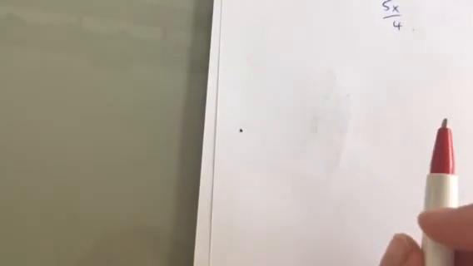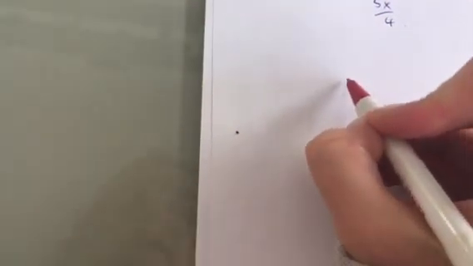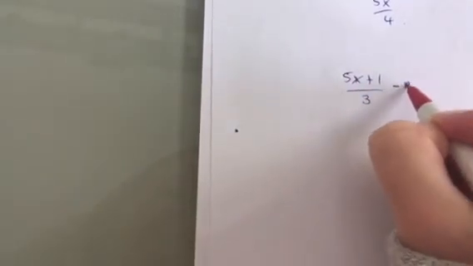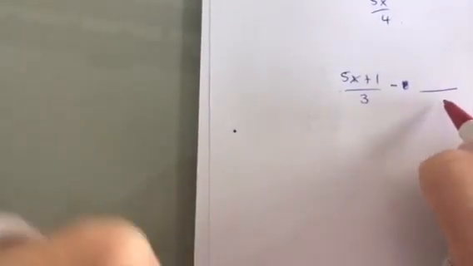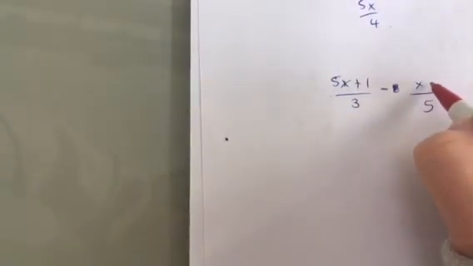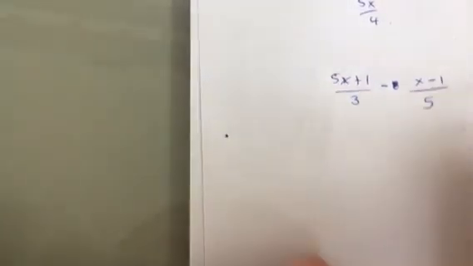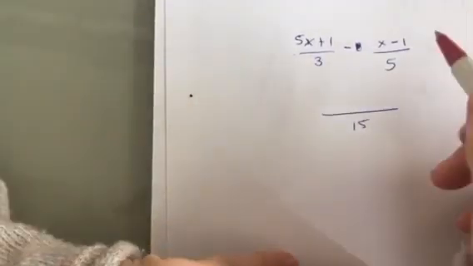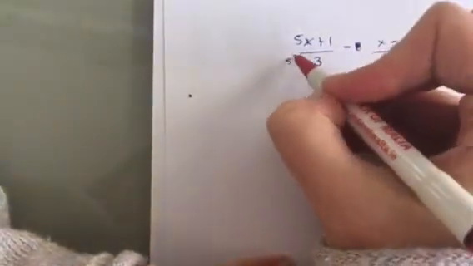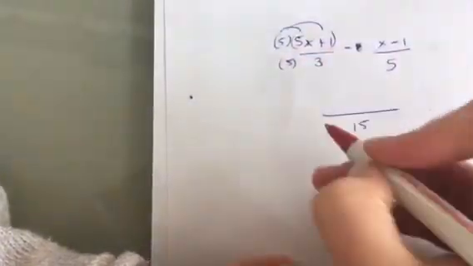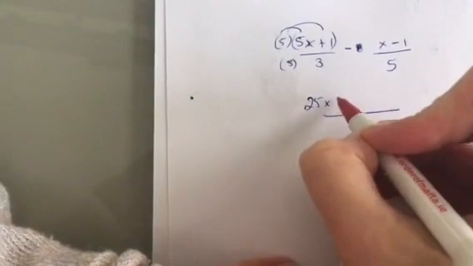If we want to make it a bit trickier, you could have 5x plus 1 over 3 minus this time. Let's go for minus. And 5 on the bottom there, and x maybe minus 1 on the top. So I'm going for 15ths this time, my lowest common denominator. And in order to make this 15, I need to multiply above and below by 5. Now remember, you're multiplying the whole thing by 5. So that gives me 25x plus a 5.